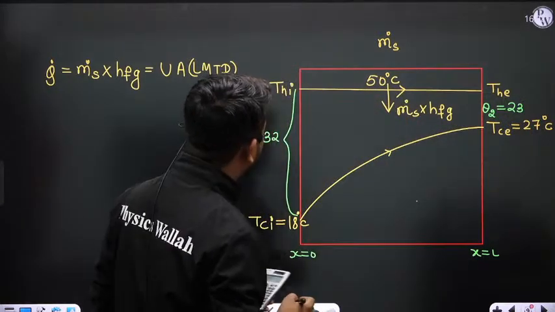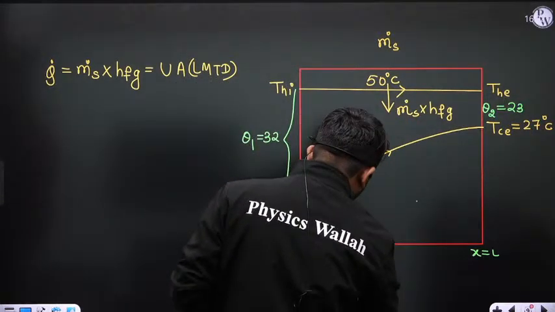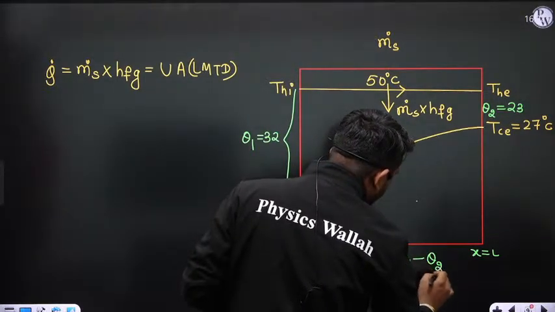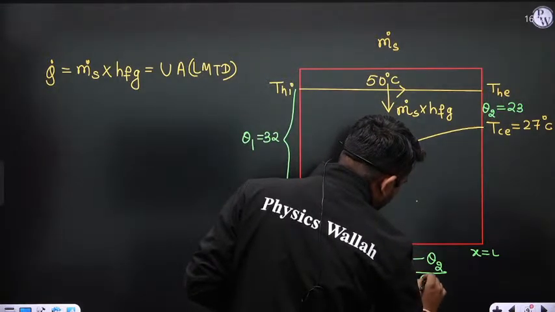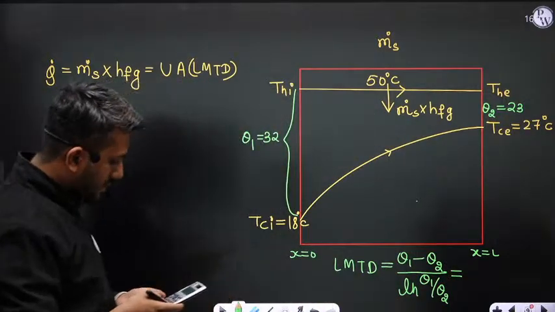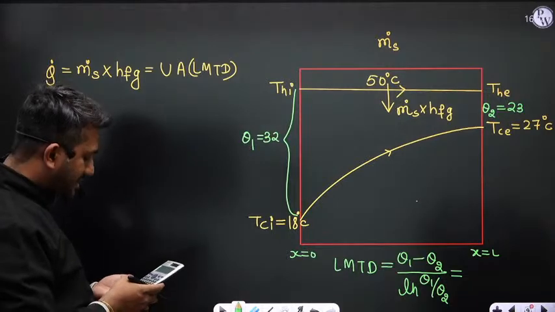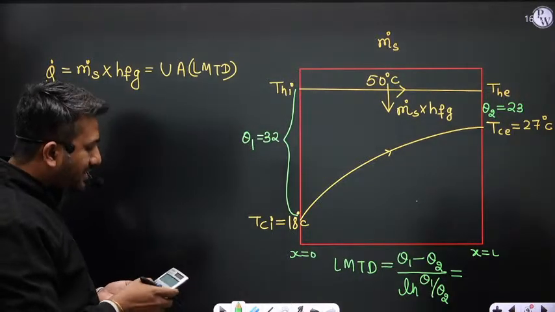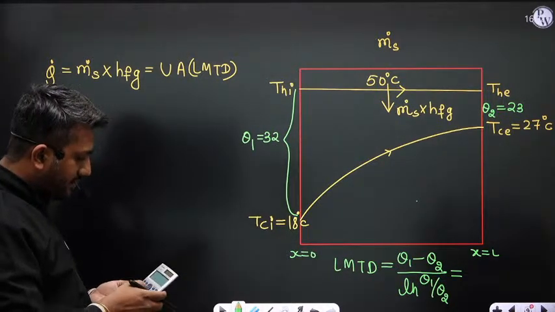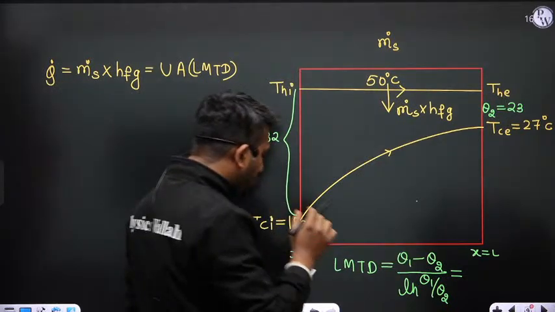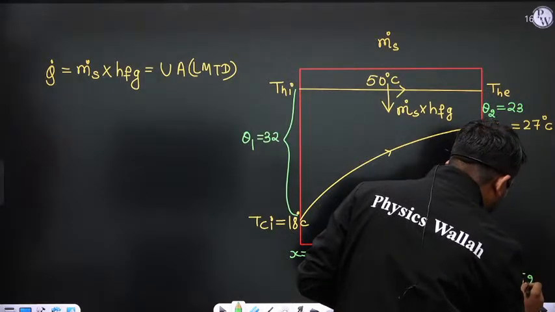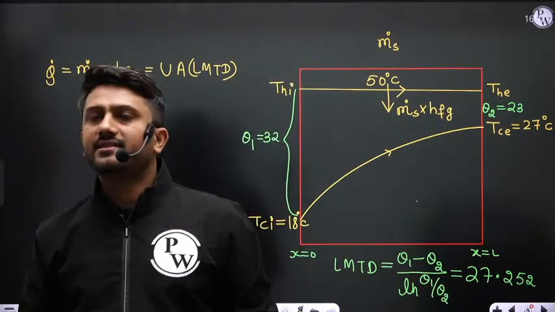So what is the LMTD? LMTD is equal to theta 1 minus theta 2, divided by natural log of theta 1 by theta 2. Now calculate the LMTD. Theta 1 is 32 minus theta 2 which is 23, divided by natural log of 32 by 23. So it comes to 27.252. This is the LMTD.